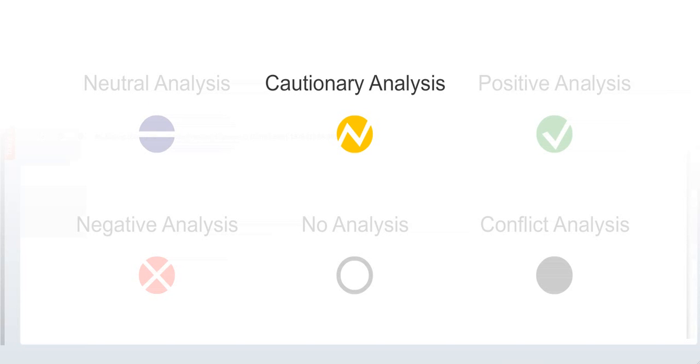Cautionary analysis is represented by the following symbol and is when the chosen judgment has been analyzed by a court of law in a way which suggests that it should be re-examined before being relied upon as authority.